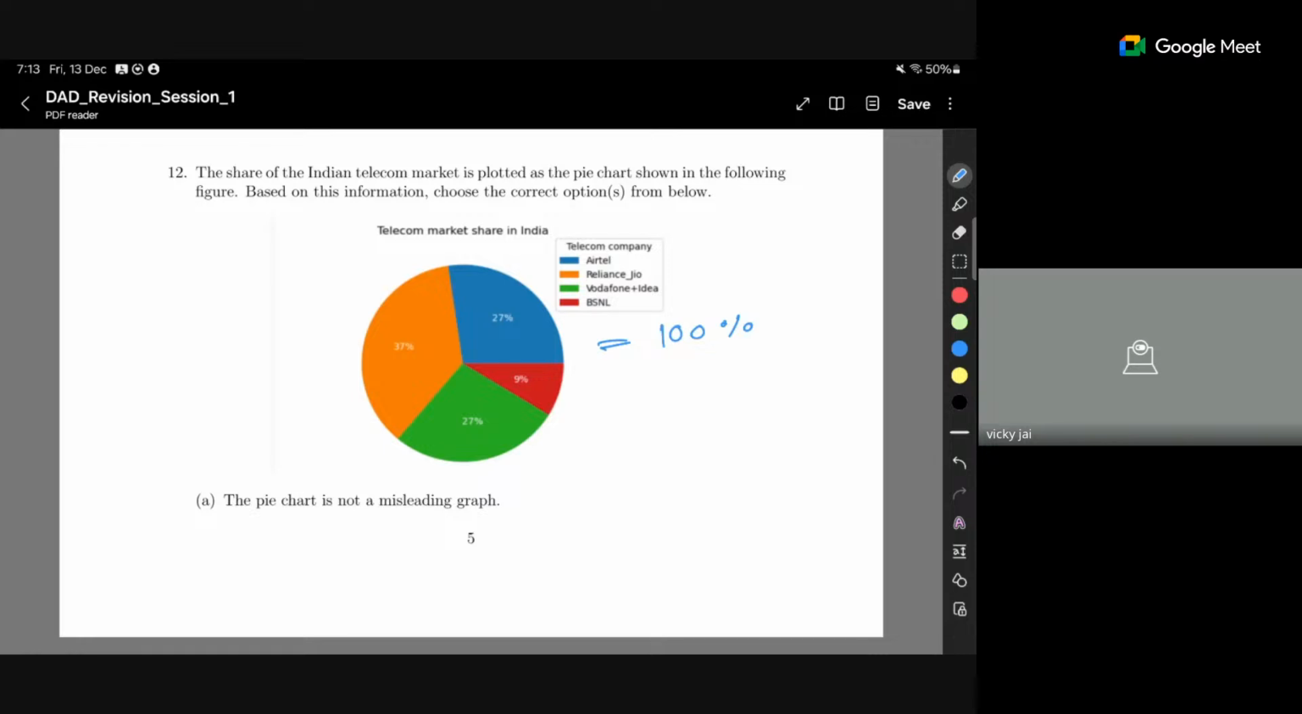So what I'll do is sum all these: 37, 27, 27, 9, right? So the sum is 7, 3, 21 plus 9, 29 plus 30, so 0, 3 here, 6 plus 4, 10, right? So yes, this is actually 100%. So the graph is not misleading. The pie chart is not a misleading graph.